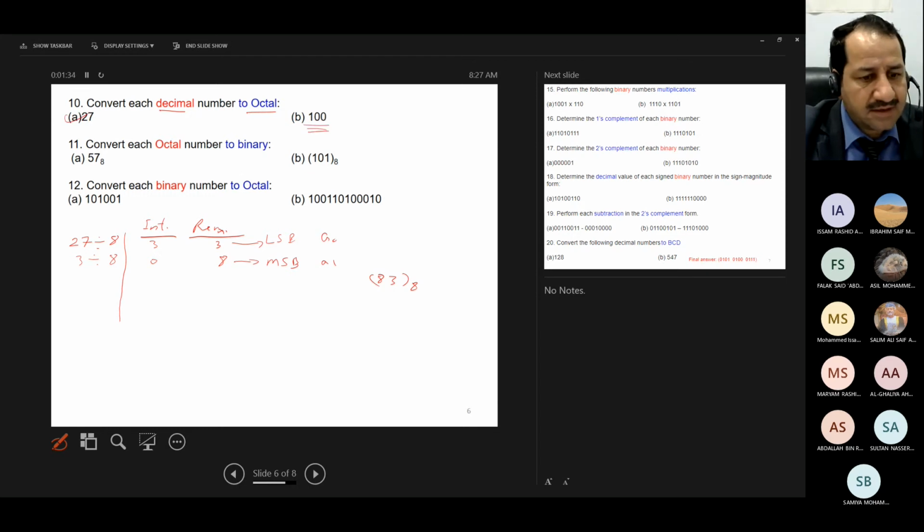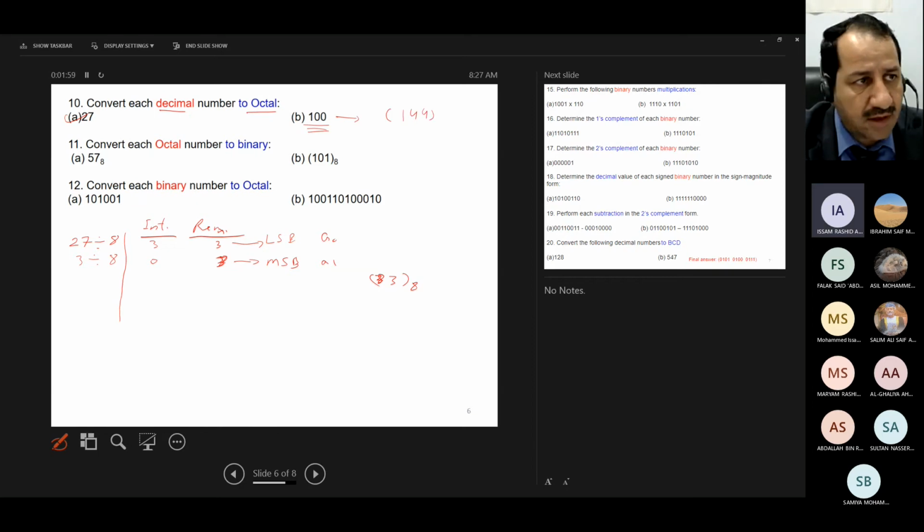Now, can you convert 100 and tell me? It will be 144. Sorry, the remainder is a 3, not 8. How much, Assam? 144. And the base or index is 8. Let's do it together. We will repeat the same. I will use here the same plate.